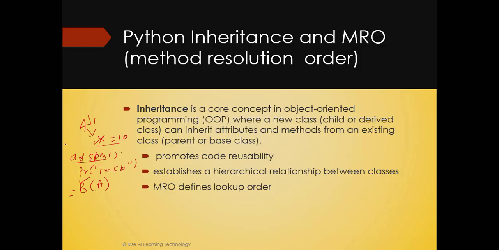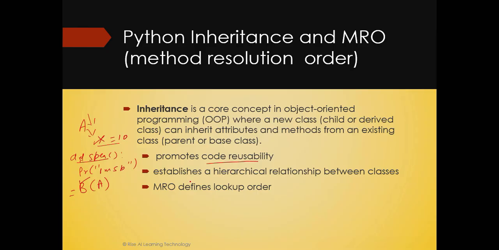The main reason for this is to promote code reusability. If my class A has some feature which B also wants to use, then I don't need to rewrite that code again. I can reuse this feature. If I need to make some enhancement on top of that, I can, but I can use whatever existing functionality is there. So the main purpose is code reusability.